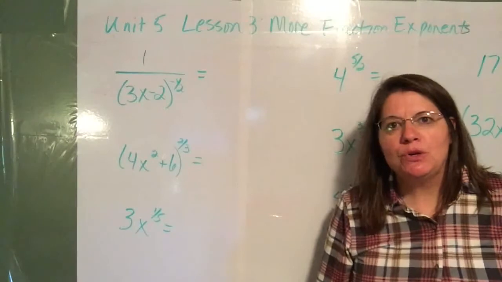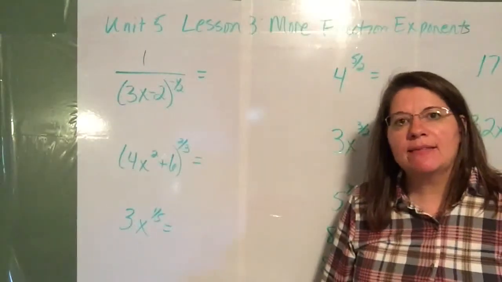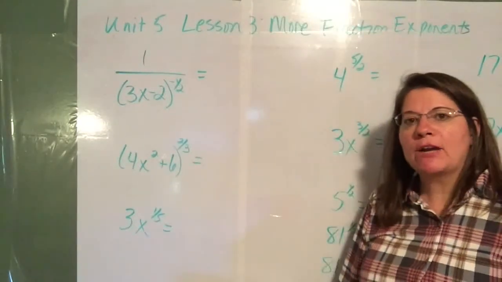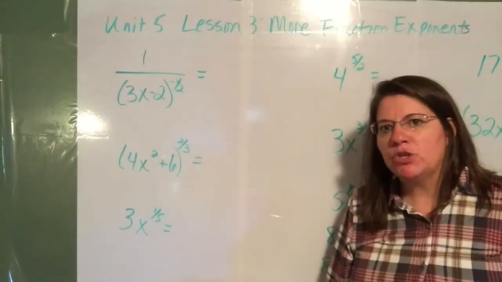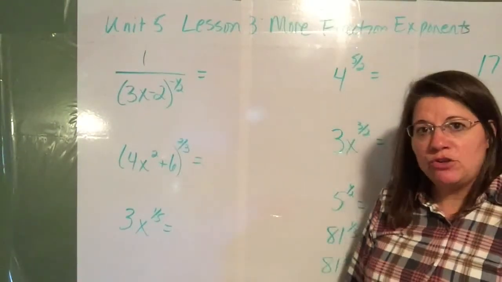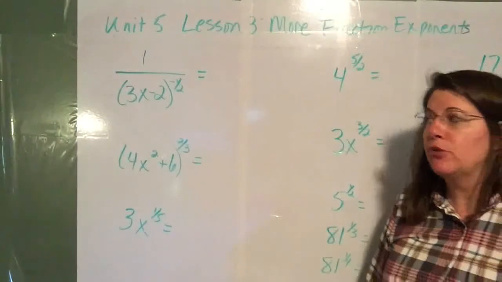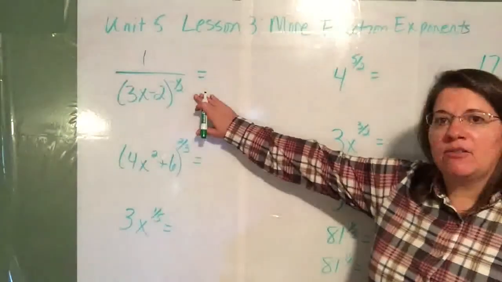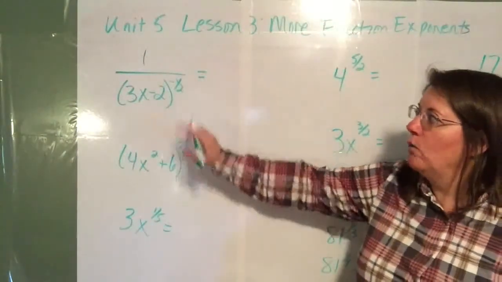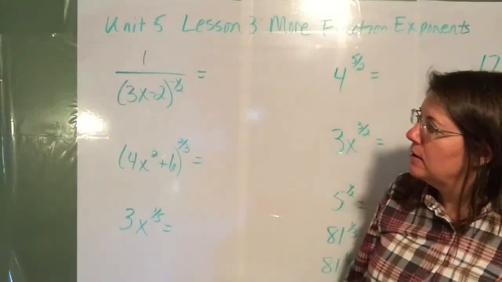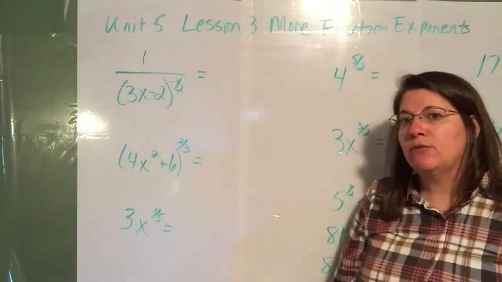This is Algebra 2, Unit 5, Lesson 3. In this lesson, we're going to talk more about fraction exponents. Hopefully in Lesson 2, you got a good foundation for it, and now we're going to go a little bit further. If you look at this expression, we've got 1 over 3x minus 2 to the negative 1/2.